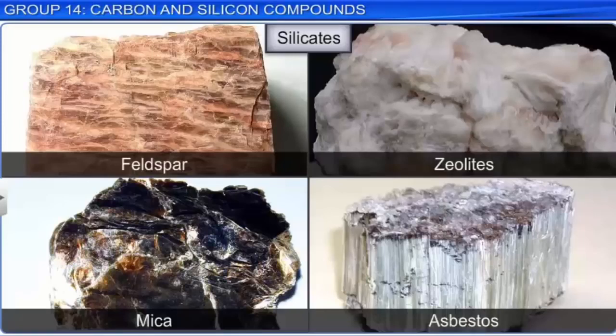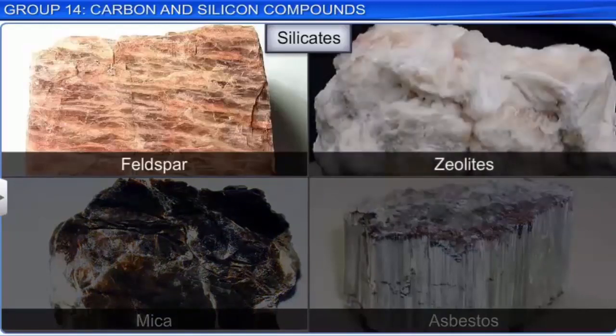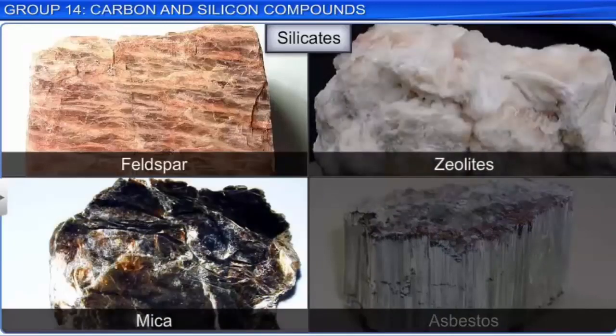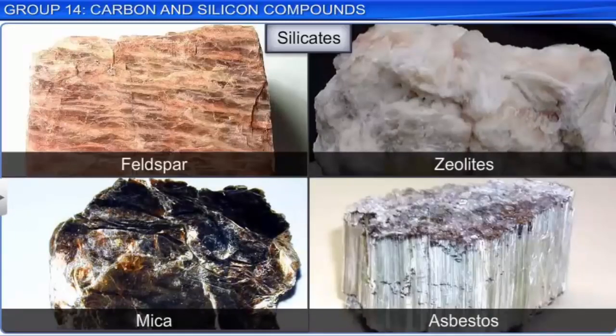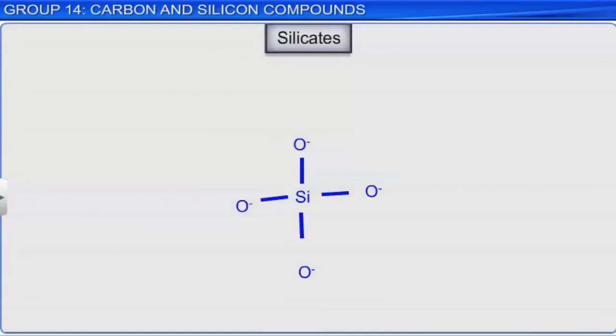Silicates are another important class of silicon compounds. Many silicates are found in nature, including feldspar, zeolites, mica, and asbestos. The main structural unit of silicates is the ion SiO4-4.